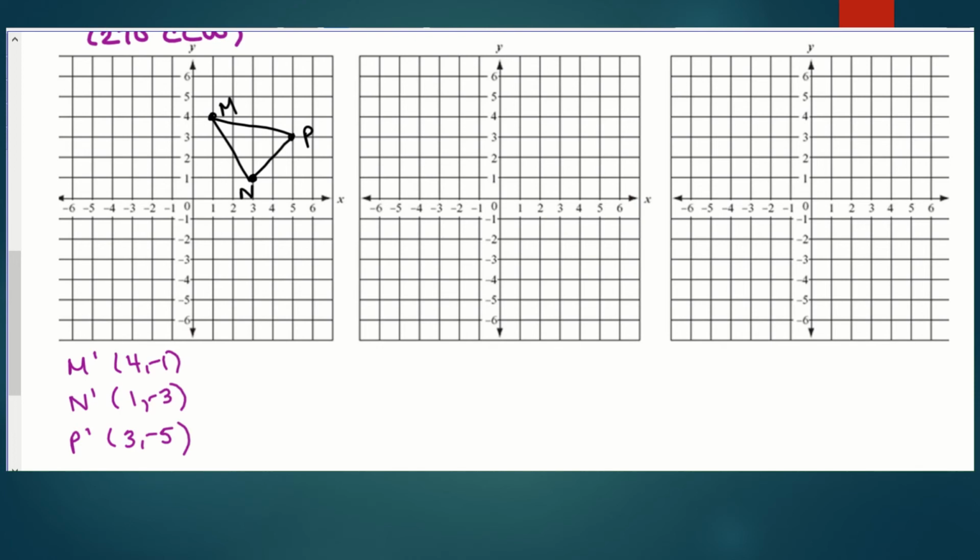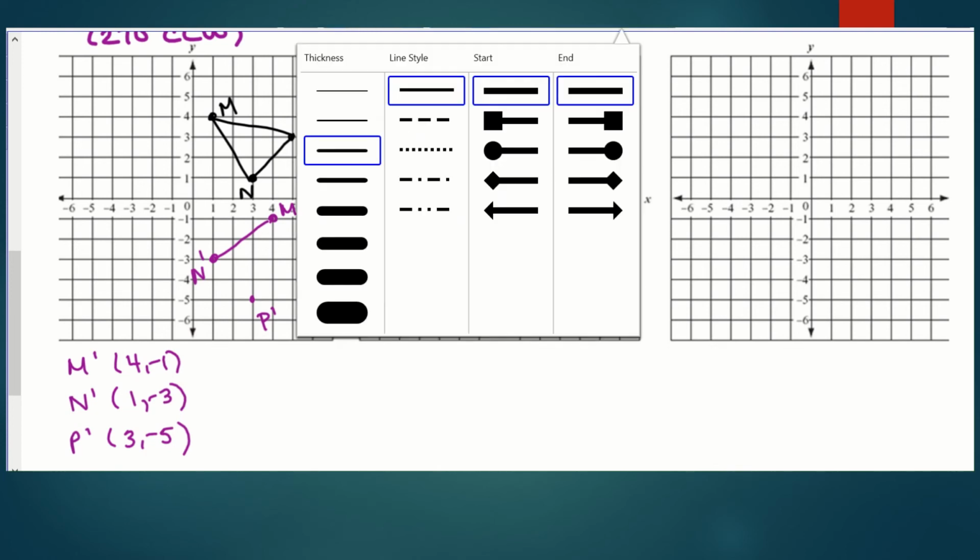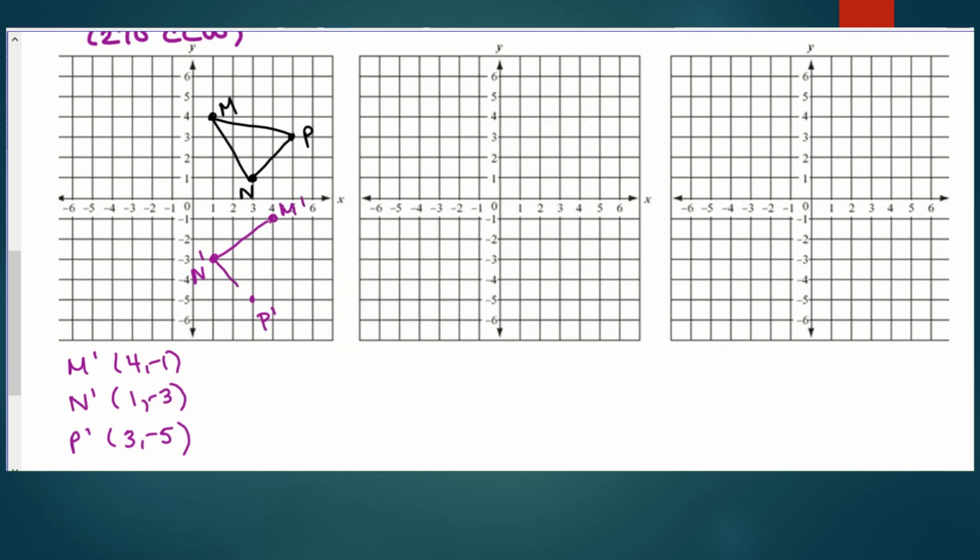Okay, so let's graph and see if we're right. (4, negative 1) is M prime. (1, negative 3) is N prime. And (3, negative 5) is P prime. So this is a counterclockwise rotation of 270 degrees, which is the same as a clockwise rotation of 90 degrees. Again, I hope your lines look a little bit better than mine do.